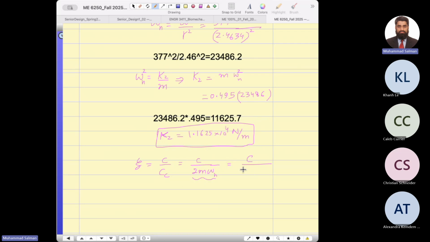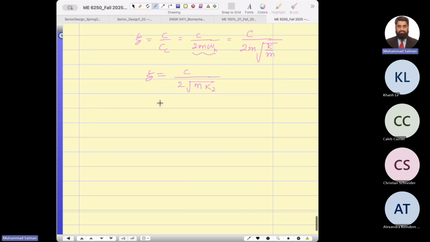I can rearrange everything to m square root of k over m. I can rewrite here like this, 2 square root of mk. Okay, now we need to find out what my C is. K2 is given, m is given, so C equals 2 zeta square root of m K2. So 2 times zeta 0.02 times square root of 0.495 times K2, 1.1625 times 10 to the power 4.